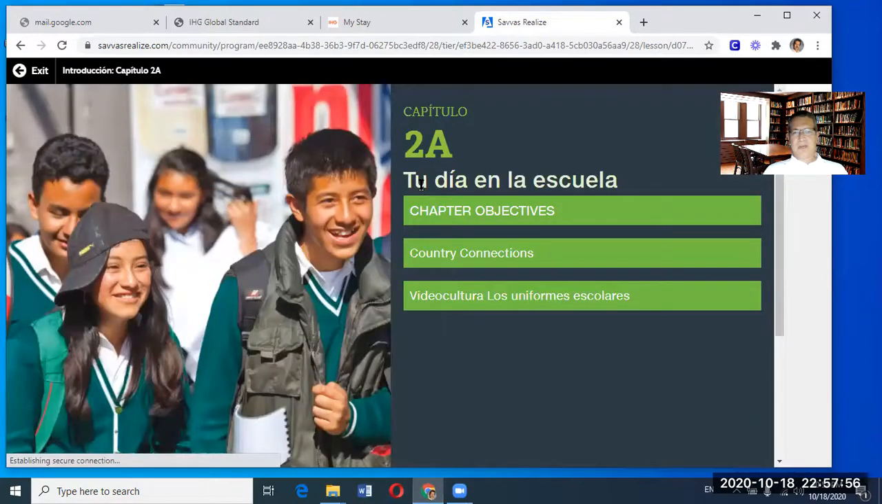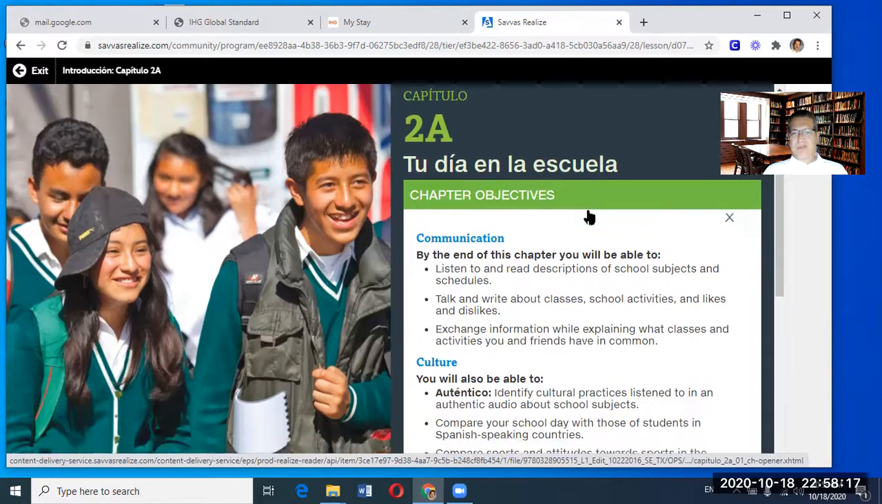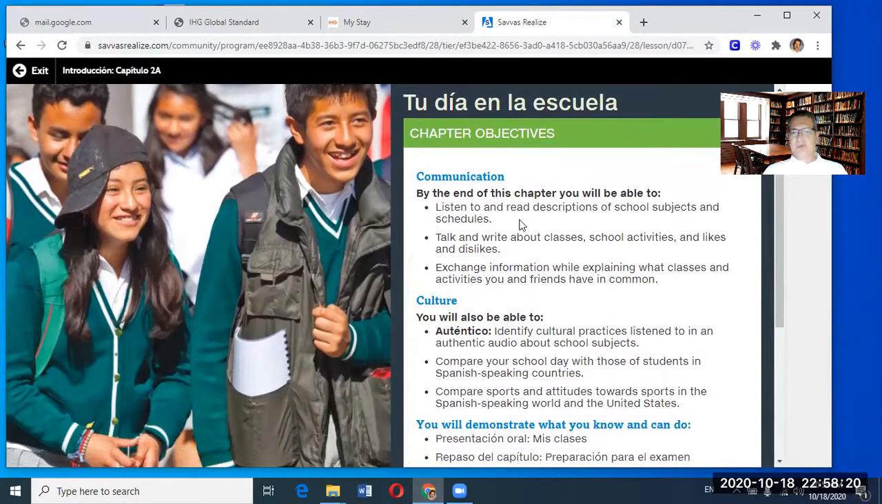So chapter 2A, the title is Tu día en la escuela, your day in school. Tu día, your day, en la escuela, in the school. The objective of this chapter is to listen to and read descriptions of school subjects and schedules, talk and write about classes, school activities, and likes and dislikes, and also exchange information while explaining what classes and activities you and friends have in common.